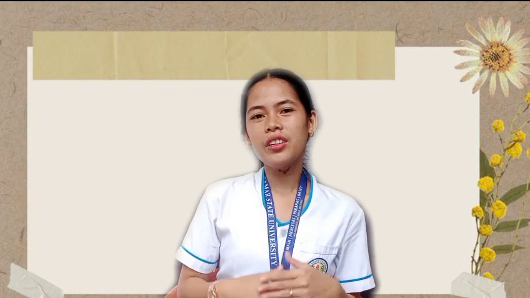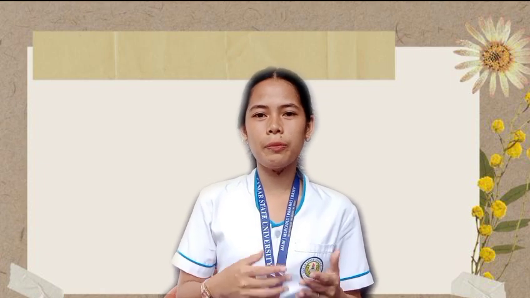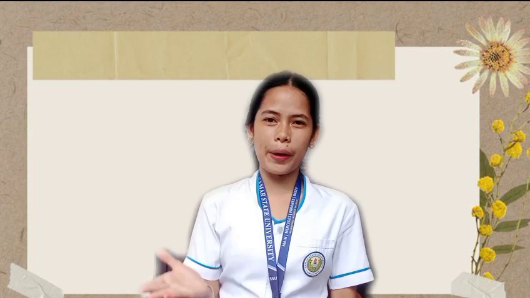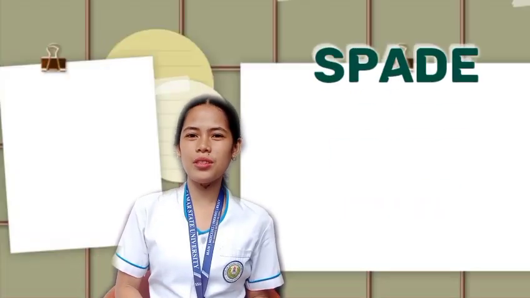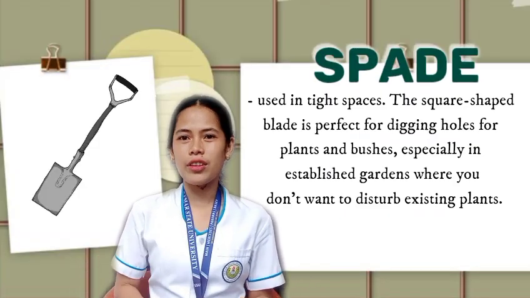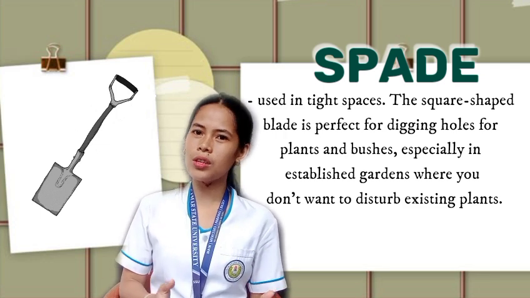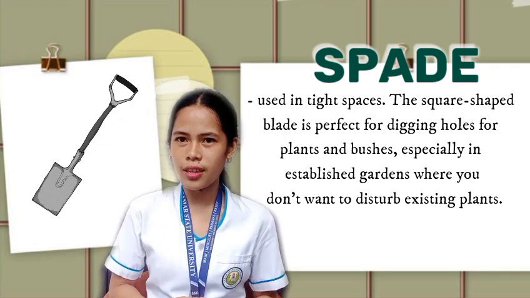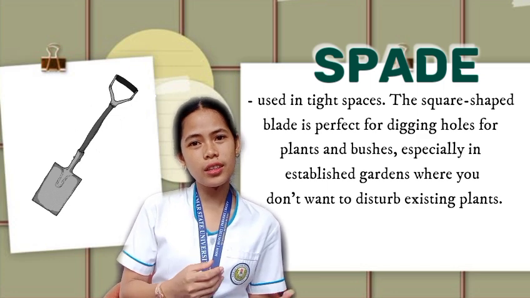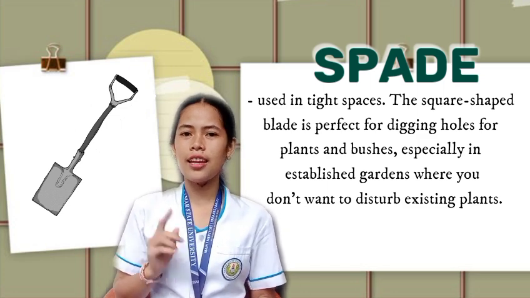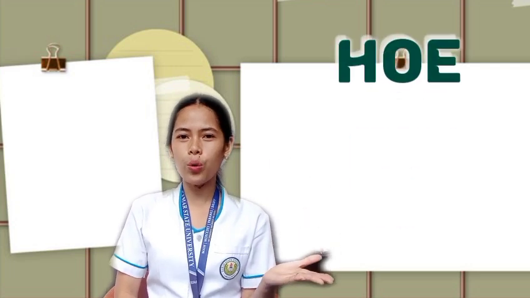So, these are the tools and equipment to use in plant propagation. First is the spade. Spade is used in tight spaces. The square-shaped blade is perfect for digging holes for plants and bushes, especially in established gardens where you don't want to disturb existing plants.